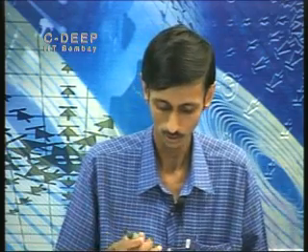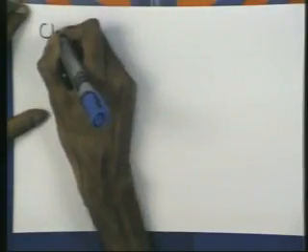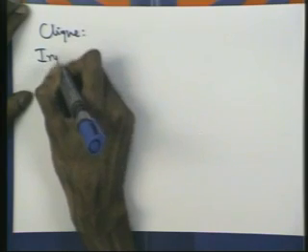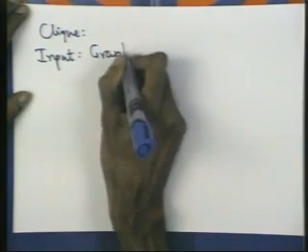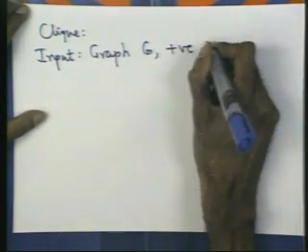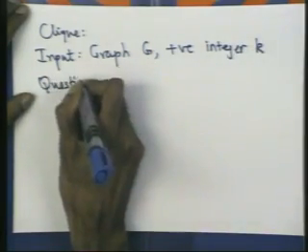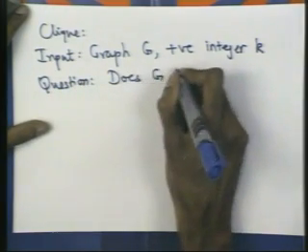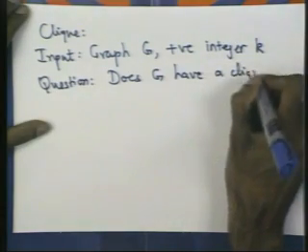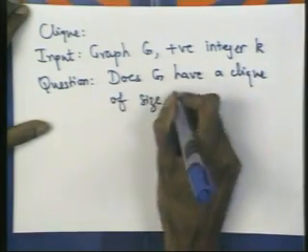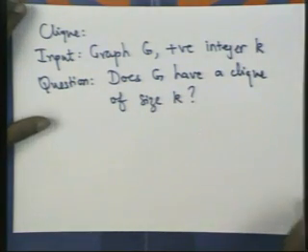We'll begin with clique, which we also defined last time. So let me just define problem clique. The input is a graph G and a positive integer k. The question we ask is: does G have a clique of size k? So this is clique.